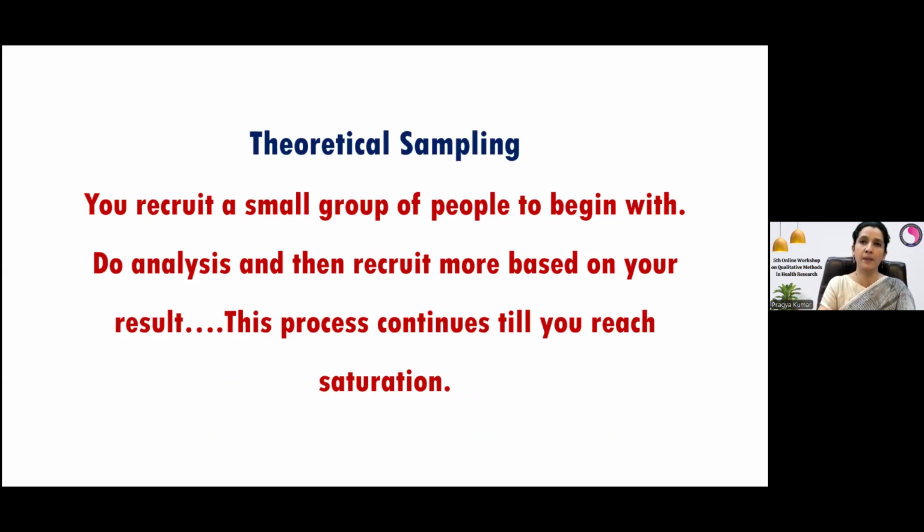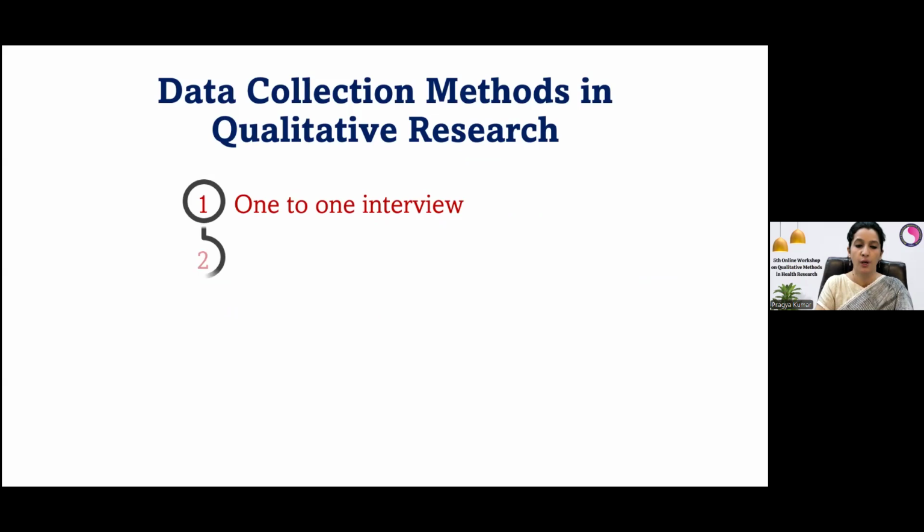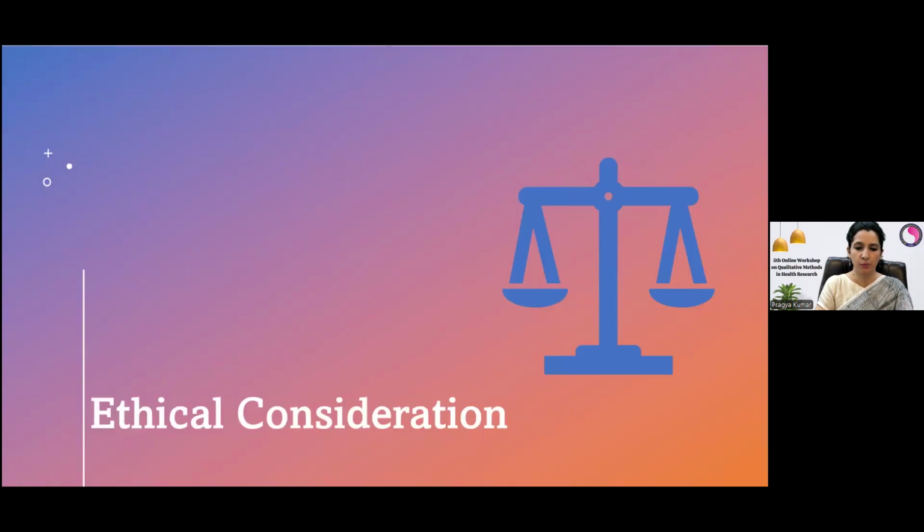And what do we understand by theoretical sampling? You recruit a few people and interview them, and then you take another person whom you think you should take. So it is the identification of a new sample from the existing interviews, and this process continues until you reach saturation. That is known as theoretical sampling. As for data collection methods, there are many, which we will discuss tomorrow. There is the one-to-one interview and the focus group discussion, so I think we'll discuss these things tomorrow.